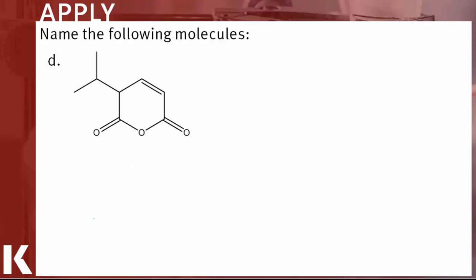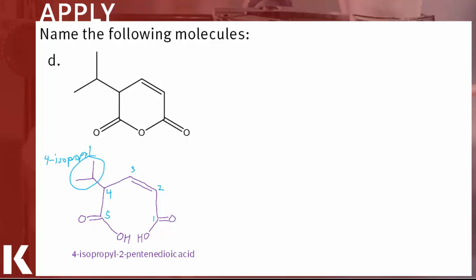And lastly, molecule D, fairly intimidating, but the same concept applies. We're going to break it apart into its 2 carboxylic acid functional groups and name it as a carboxylic acid first. I'm going to name this one with 1 here, because that gives our alkene the lower number of 2. We have a substituent over here on carbon 4. All right, let's put the pieces together. This is going to be isopropyl. And then we're going to have a carbon 2 with an alkene group, and it's 5 carbons. So it's 4-isopropyl-2-pentenedioic acid.